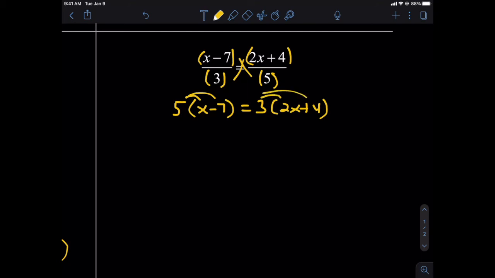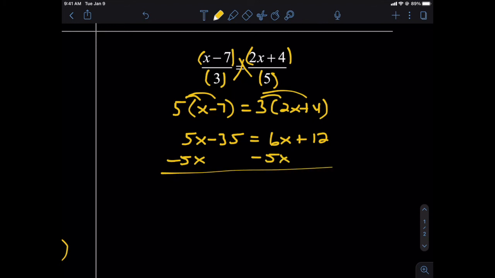This is going to give us 5x minus 7 times 5 is 35 on the left, and then we're going to have 3 times 2x is 6x, plus 3 times 4 is 12. We're going to bring the 5x over to the 6x. Always try and focus on bringing your smaller variable over to your larger variable on the other side of the equals. This will ensure that you have a positive coefficient. In our case, 6x minus 5x gives us 1x.